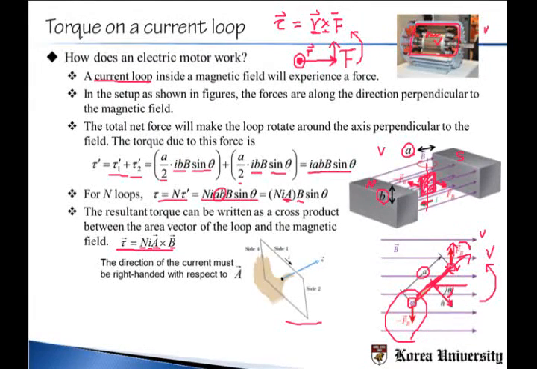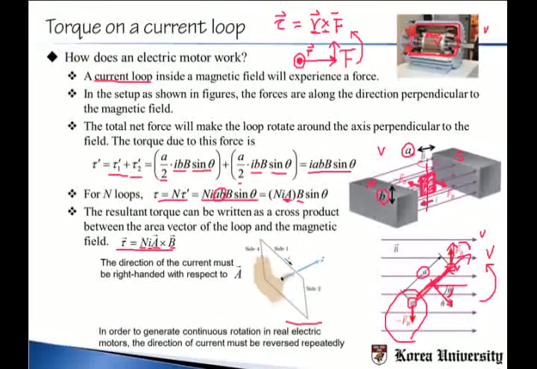Okay, and in fact, just one note. In order to generate continuous rotation in real electric motors, the direction of current must be reversed repeatedly, which means it has to go plus and minus continuously. We will study this in a little more detail in the classroom. I will explain this in the classroom.